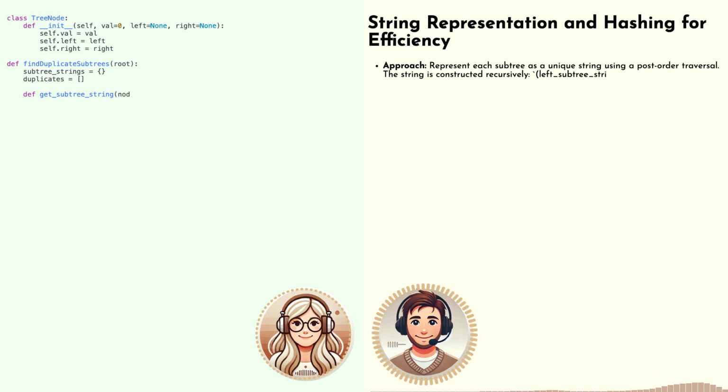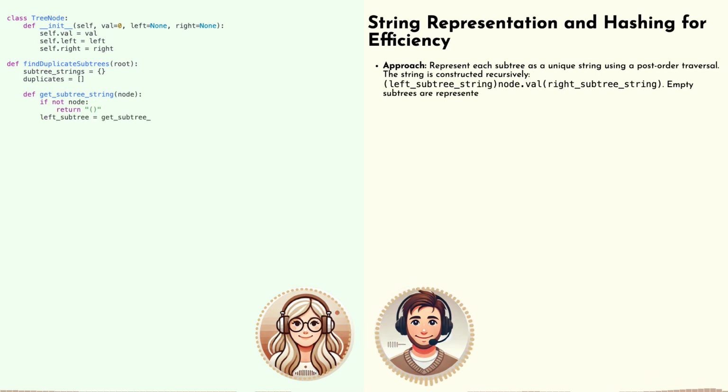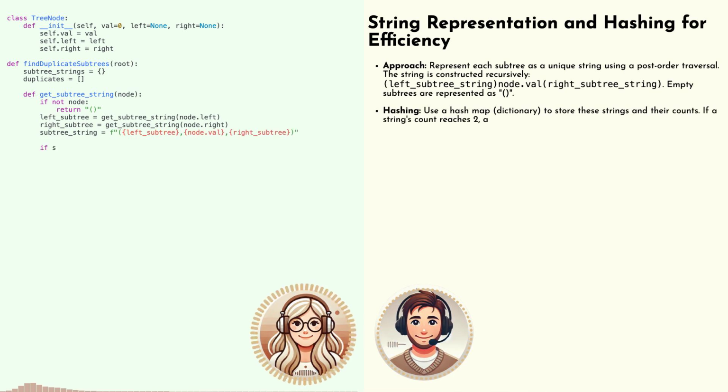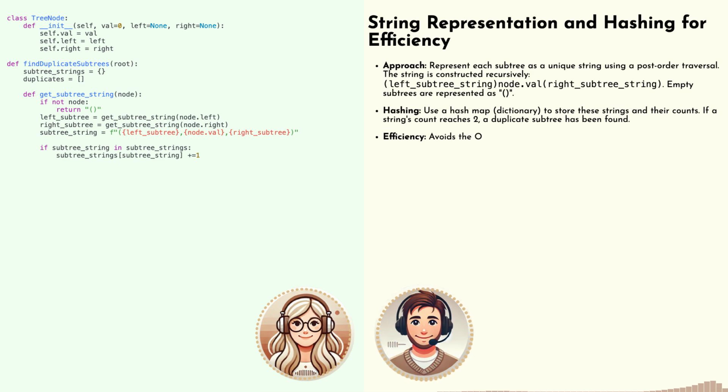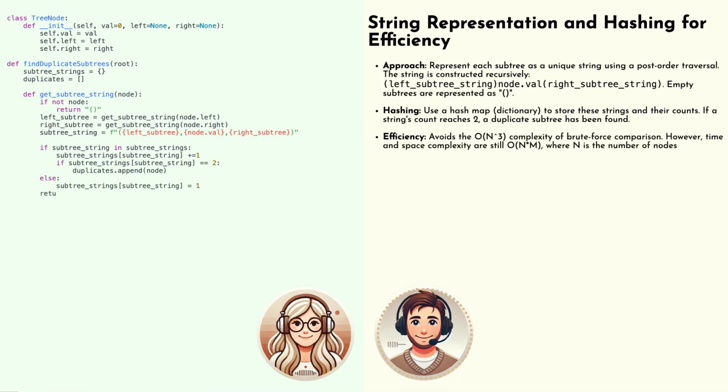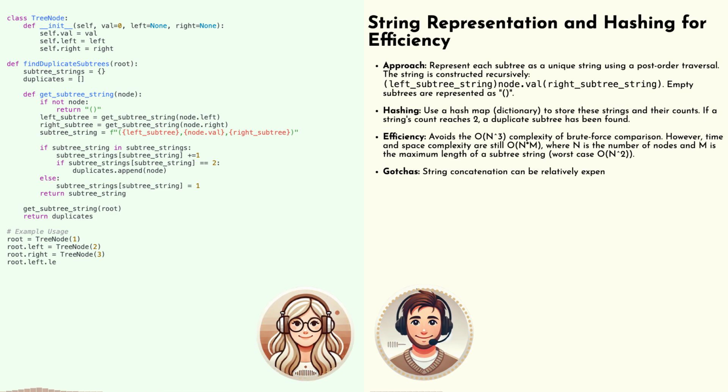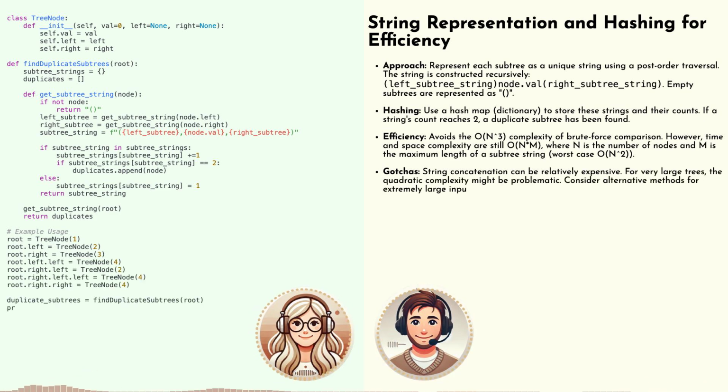What if we try to represent each subtree as some kind of unique identifier, or a fingerprint? Now you're thinking, that's a really clever idea. And then instead of comparing the entire subtrees, we could just compare these fingerprints. Exactly. One way to create these fingerprints is to use a string representation of each subtree. I like where this is going. So we could traverse the tree in a specific order, like pre-order traversal, and as we visit each node, we add its value to our string.